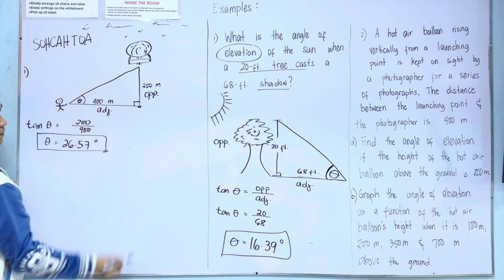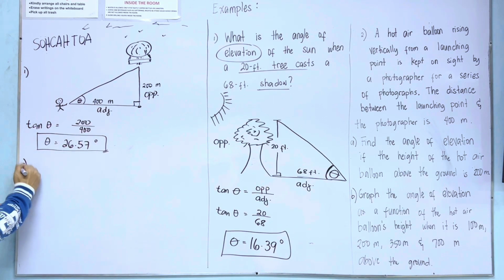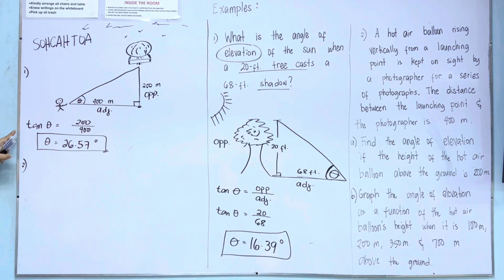O, madali lang pag sa angle of elevation. Just press the shift function. For the number 2, graph the angle of elevation as a function of the hot air balloon's height when it is 100 meters, 200 meters, 350 meters, and 700 meters above the ground.